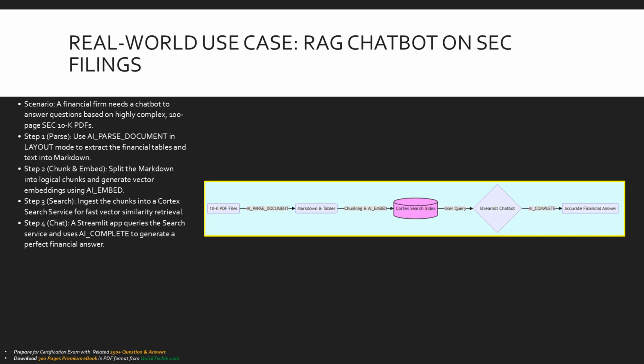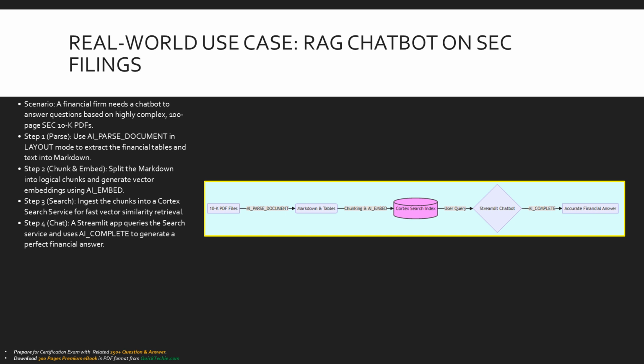Let's apply this to a real-world scenario. A financial firm wants a chatbot to query SEC 10K filings. These are massive PDFs filled with dense financial tables. If you just read the raw text, the tables turn into a jumbled mess. Instead, we use a 4-step architecture. Step 1, we ingest the PDFs using AI parse document in layout mode, transforming those complex tables into clean markdown.